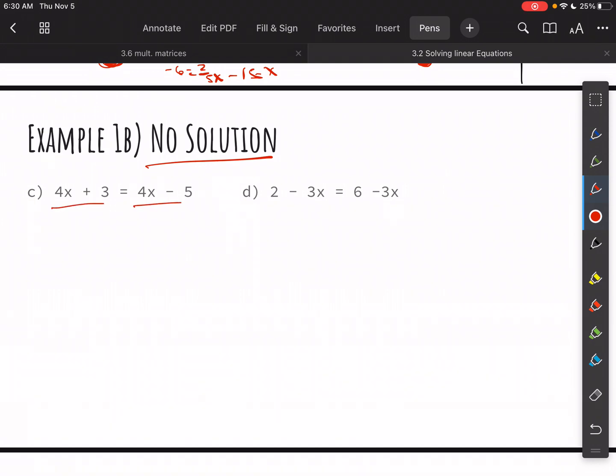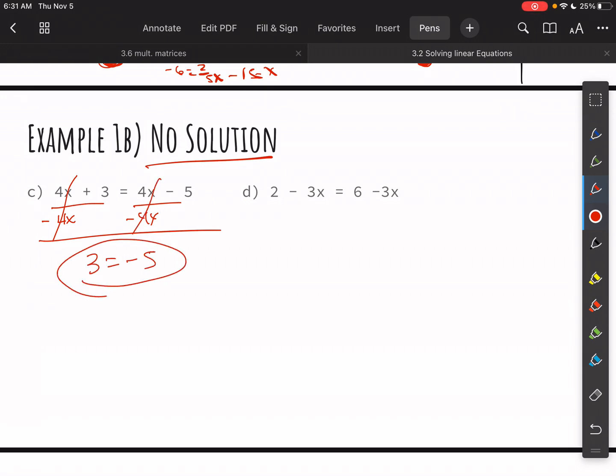If we have something like this, if we try to get the variable by itself, if we try to move this over, notice what happens. This goes away, and we're left with 3 is equal to negative 5. Whenever you get something like that, that's not a true statement, no solution. All right, so if you see that today in your homework, just be mindful that this could happen and there could be no solutions to some of these problems.